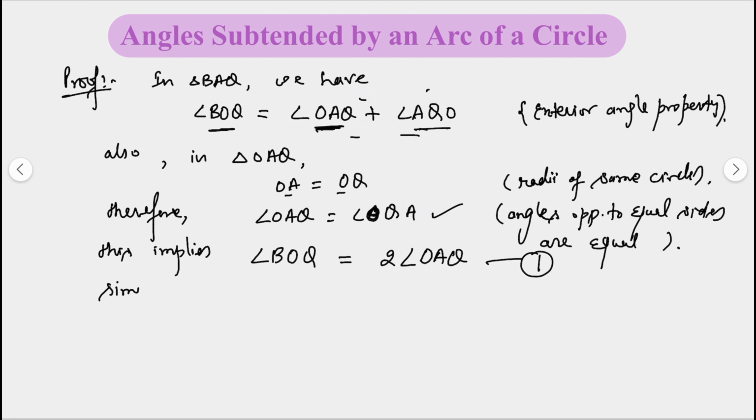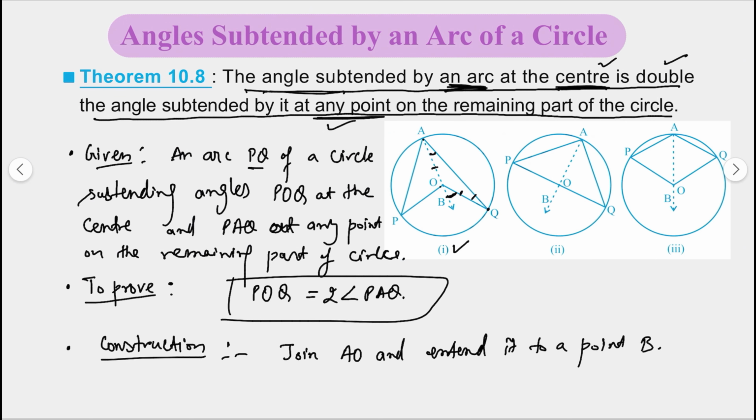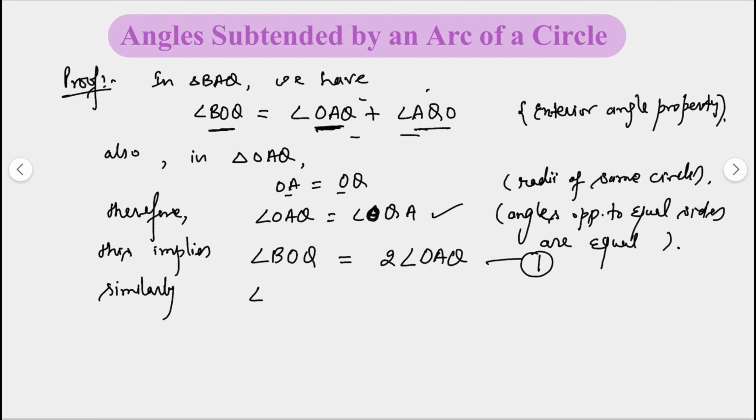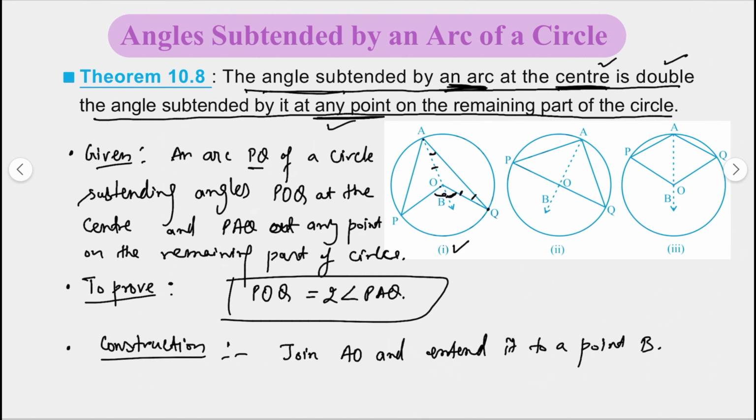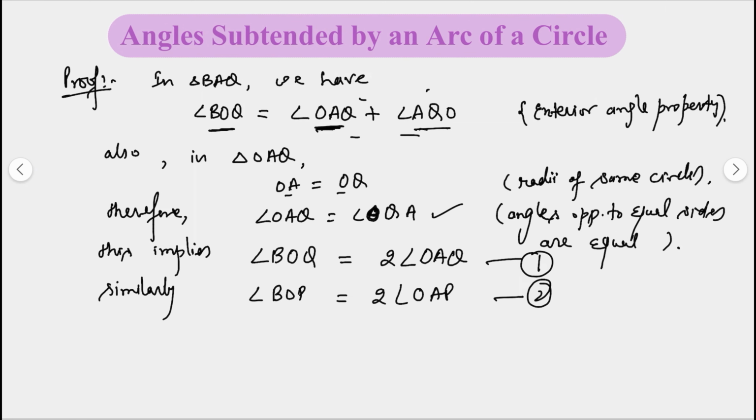Similarly, first we did it for this angle, now we can also prove this for angle POQ. In that case the angle BOP will be equal to twice of angle OAP. Let's name it equation number 2. In a similar way, this angle will be equal to twice of angle OAP. Now what we're going to do is add the two equations.